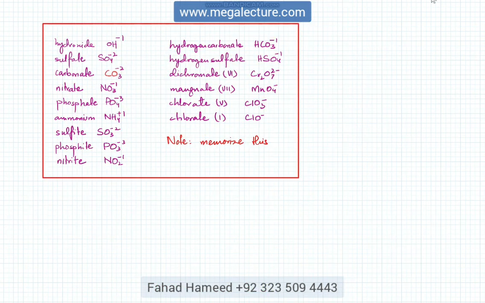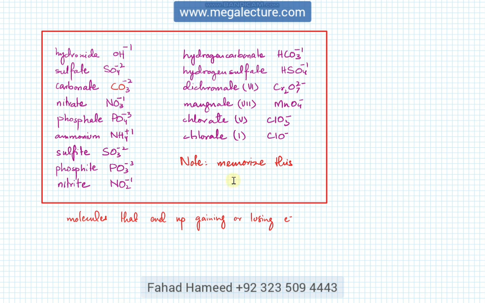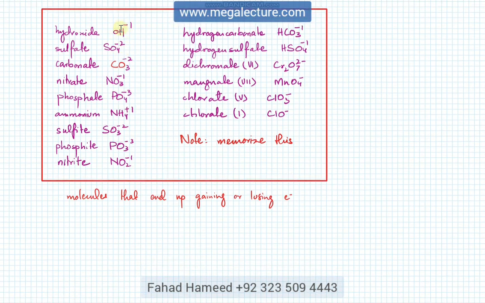Now, the next thing that we're going to talk about are polyatomic ions. These ions are molecules that basically end up gaining or losing electrons. So you've got your hydroxide ions, which is OH minus 1, sulfate, SO4. We're going to come back to that, but let me just first explain to you very quickly what a polyatomic ion is. Molecules ending up gaining or losing electrons. I'm going to give you an example of a hydroxide ion. How is that ion really formed?